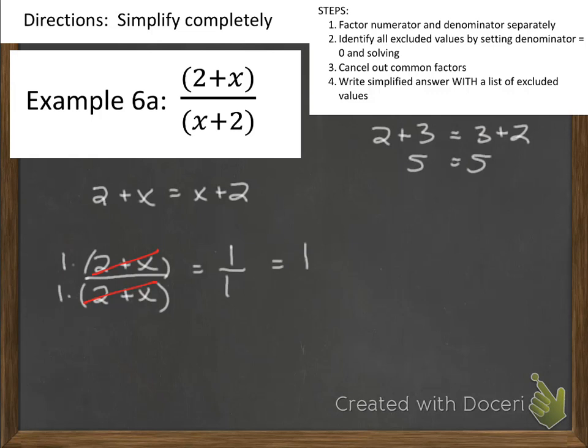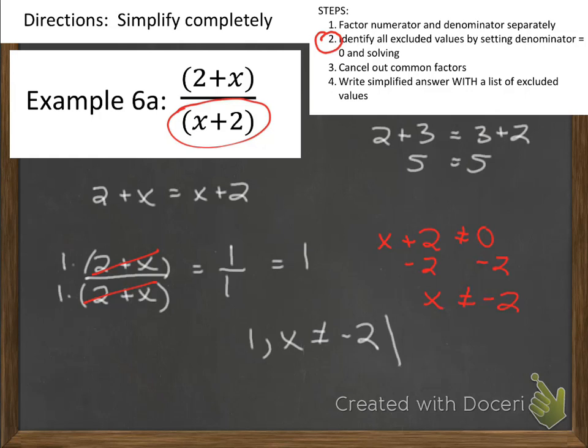However, we forgot an important step. The important step is that we still have some restrictions. What are our restrictions? Well, our restrictions are that x plus 2 cannot be equal to 0. And when we solve that, we find that x can't be equal to negative 2. So our answer is 1, comma, x can't be equal to negative 2.